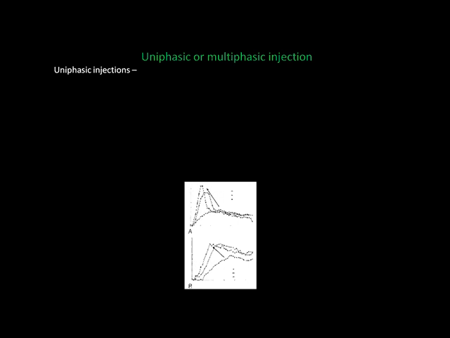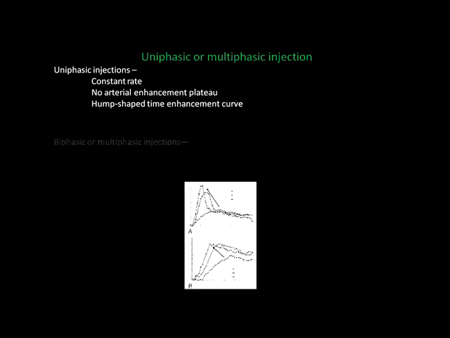There are two types of injections, uniphasic or multiphasic. Uniphasic injections are done at a constant rate. There's no arterial enhancement plateau, and it's a hump-shaped time enhancement curve. Biphasic or multiphasic injections have a plateau-like arterial enhancement. If you look at the graph, that would be graph B.